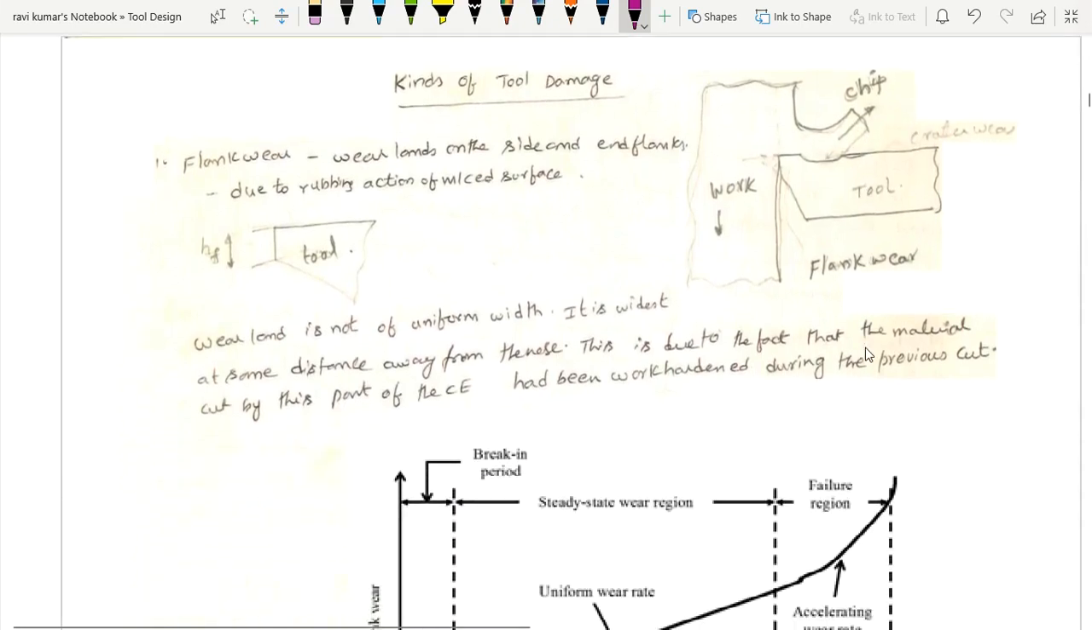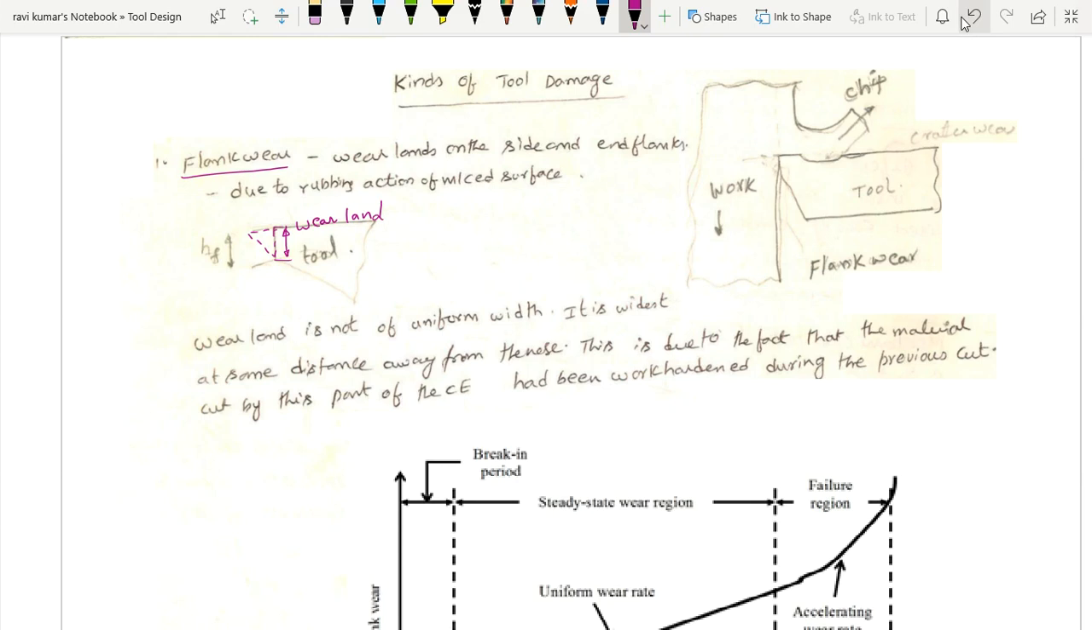So the first type of tool damage is called flank wear. The flank wear is nothing but the creation of a land. The tool after continuous usage may wear out and may result in a land. So this dimension is nothing but wear land. This occurs on flanks of the cutting tool. Therefore, we call it flank wear.